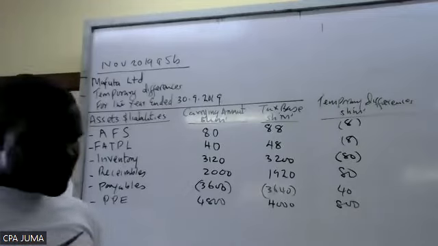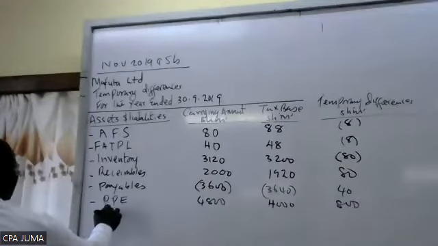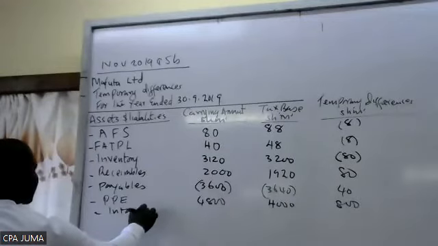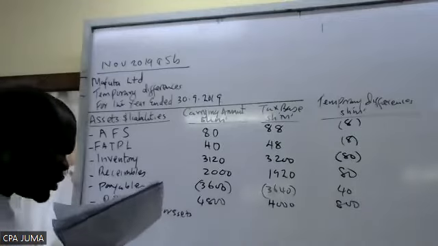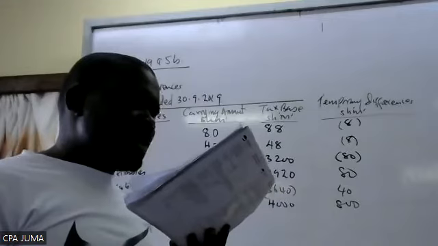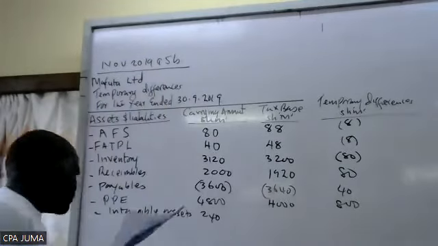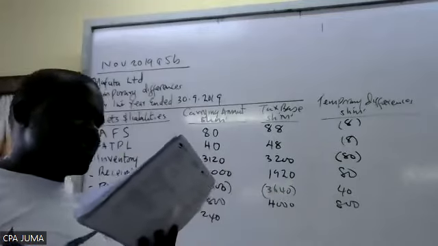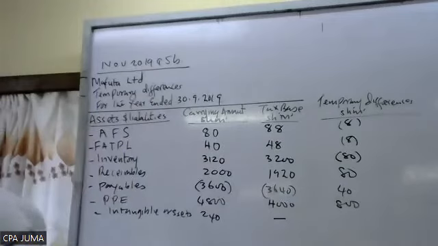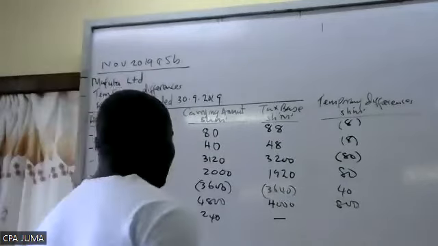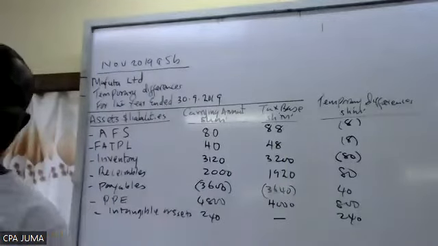Number 6, intangible assets. What about it? It consists of trade licenses over 5 years with a carrying amount of 240. This was allowed for tax purposes in full 2 years ago. Tax base: the whole amount was allowed, so 0. Assume a tax rate of 30%.